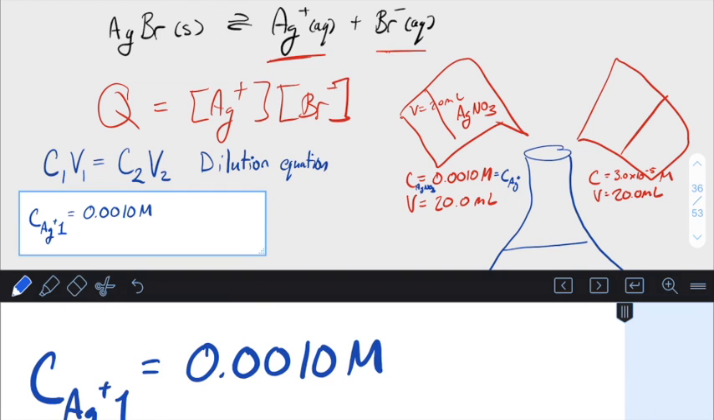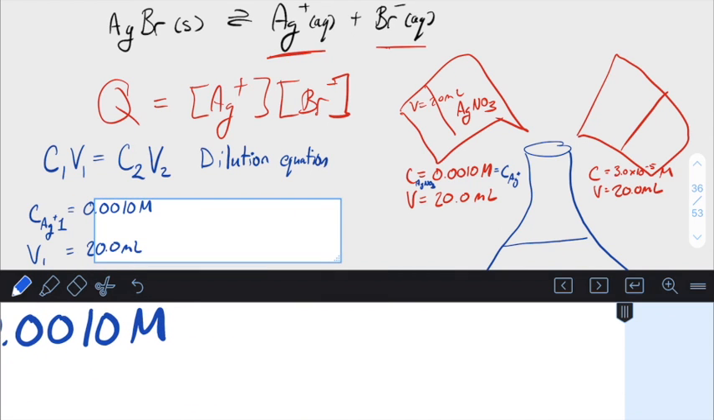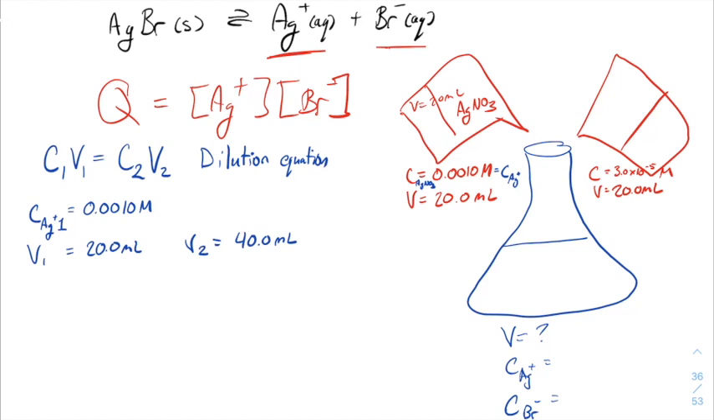Silver nitrate dissociates into a single silver ion, so we can say that the concentration of Ag plus, and let's call this one number 1, is equal to 0.0010 molar, and its initial volume, volume 1, is equal to 20.0 milliliters. When you add the two solutions together, the new volume is going to be 40 milliliters because you are adding two 20 milliliter solutions together. So this volume is going to be 40.0 milliliters.